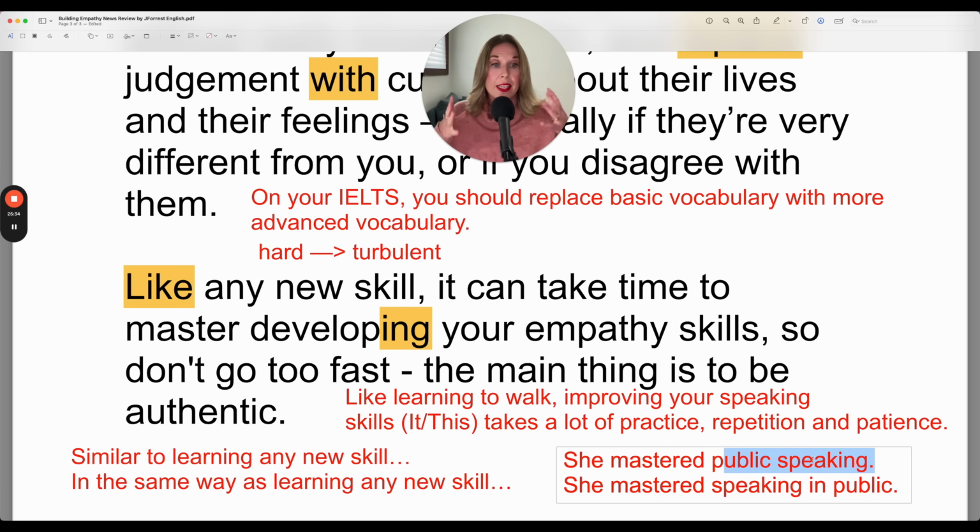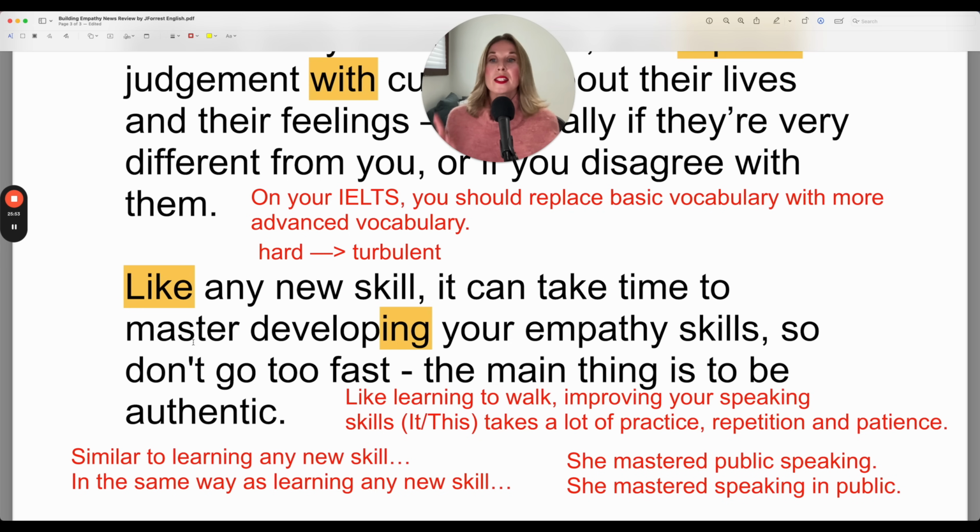Public speaking. This is a noun. It's a something. But you can use the gerund. She mastered speaking in public. So the exact same thing is just the different sentence structure, because if you have a noun or if you start with a verb, it needs to be the gerund verb. So that's why it's mastered developing your empathy skills.